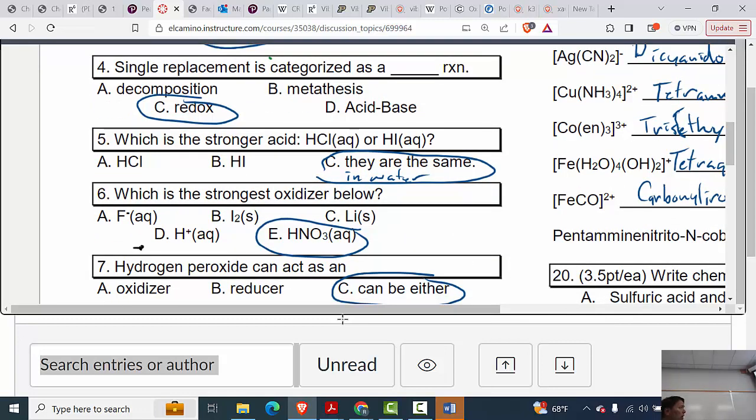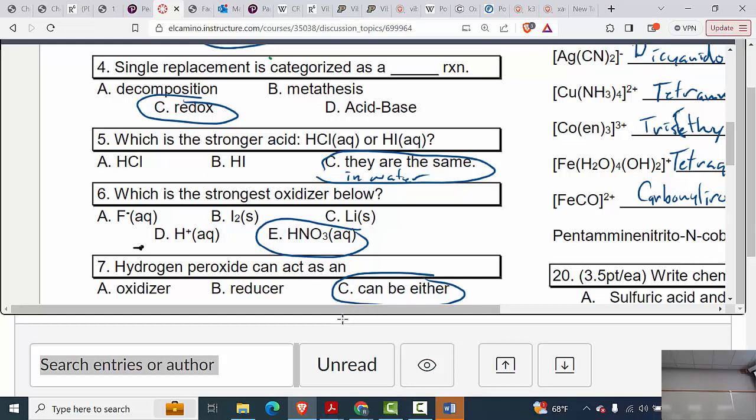5, which is the stronger acid, HCl or HI? This has to do with what effect? Leveling effect. So this is just a leveling effect. They're going to be equal in water. They're both in water, aqueous.